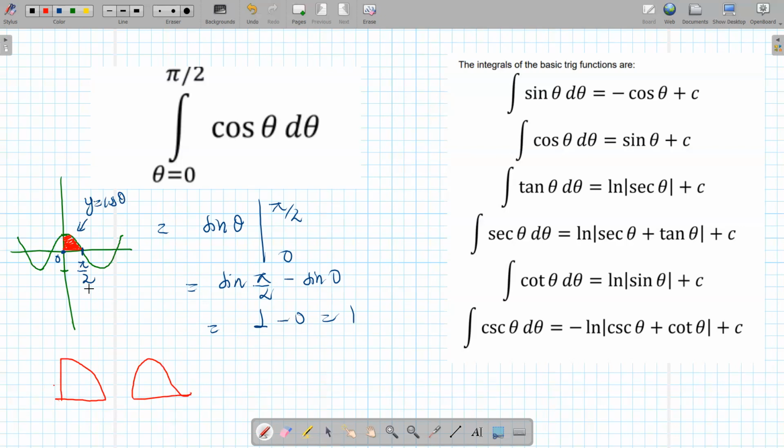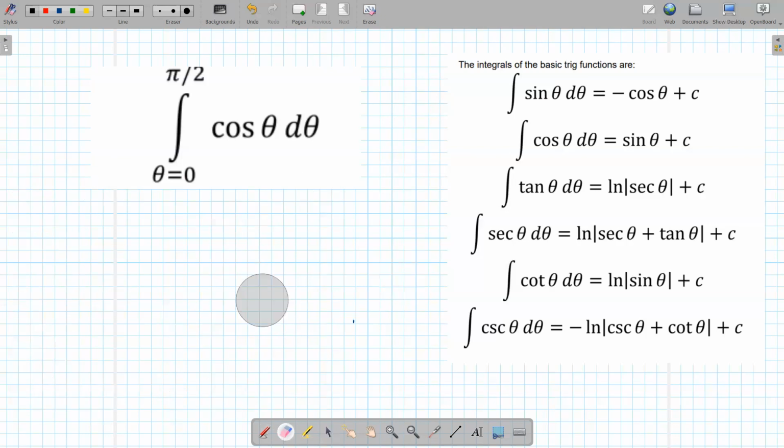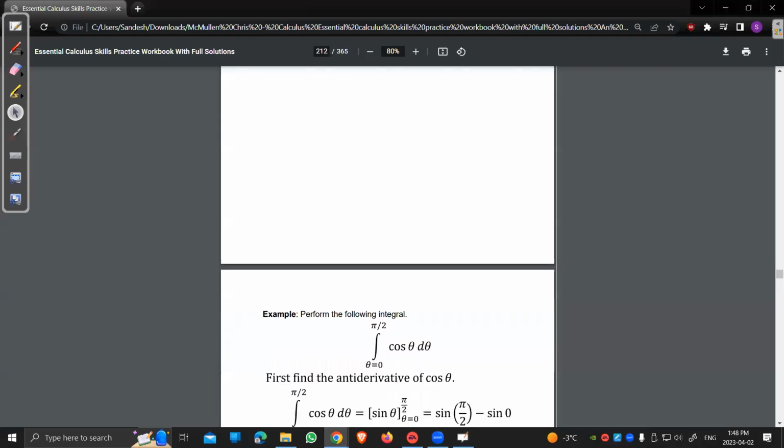Turns out that area is exactly 1. In other words, if you were to split it into an infinite number of small rectangles and add the areas of all these rectangles, that covers the whole thing, you're going to get exactly 1. So cosine becomes sine, and then it's a one-step answer from there.